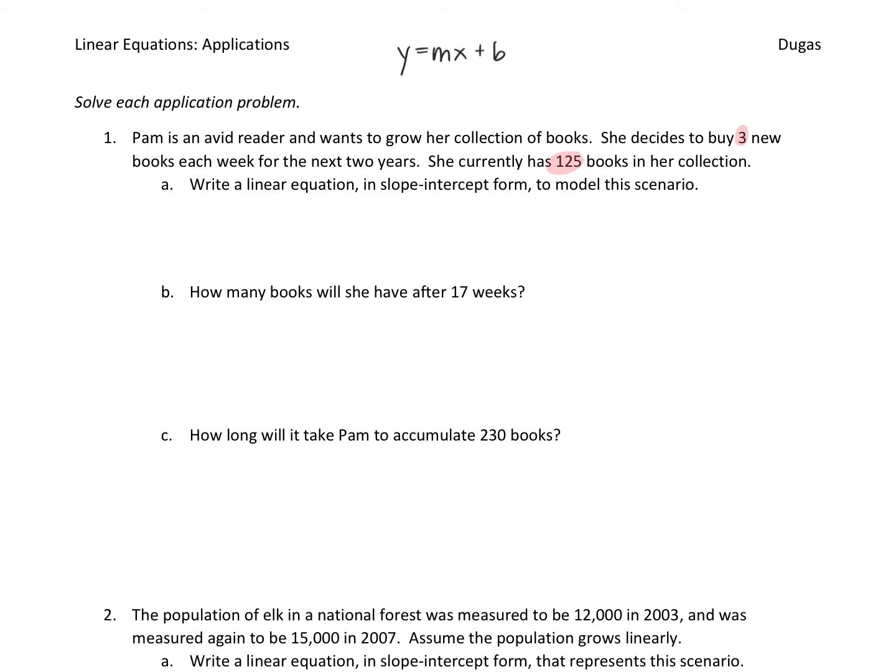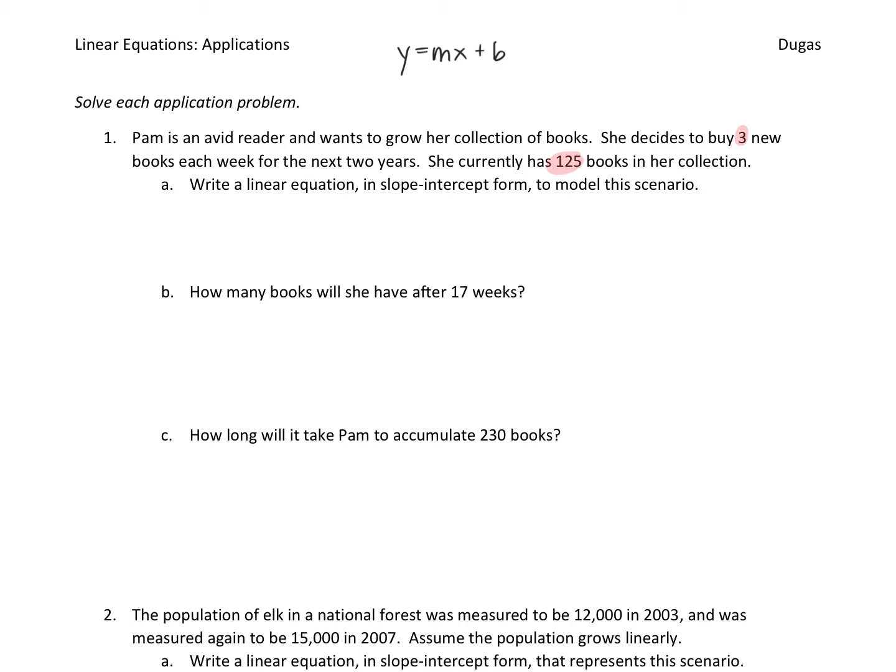What you're going to notice is that a lot of times, in this example or in another example, there's some fixed cost or a fixed thing that's already in place. In this example, that's the 125 books. That's already decided. She already has 125 books. The original amount is not going to change. So that's a fixed amount.